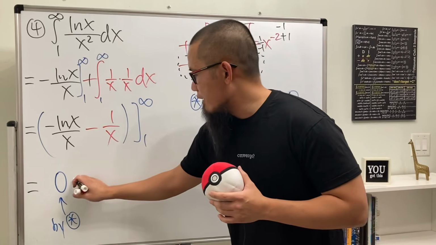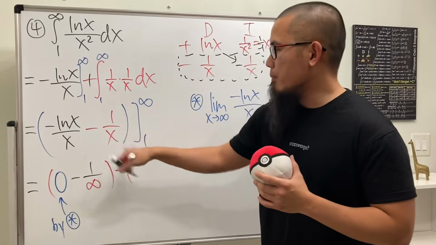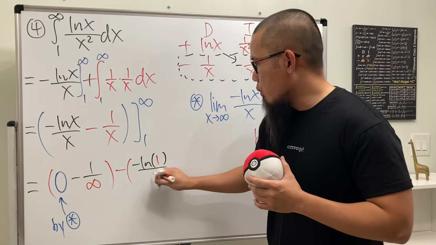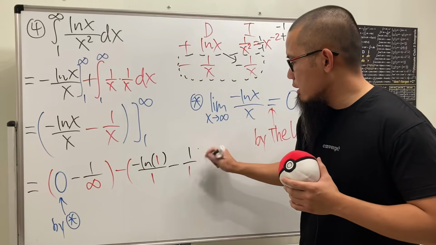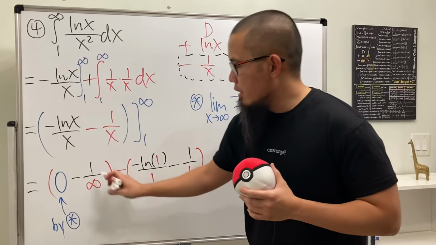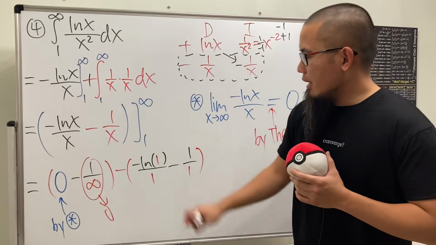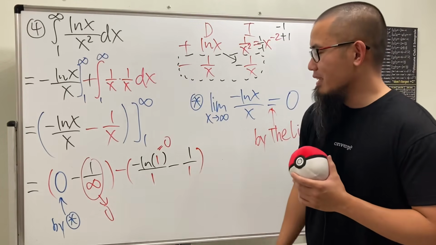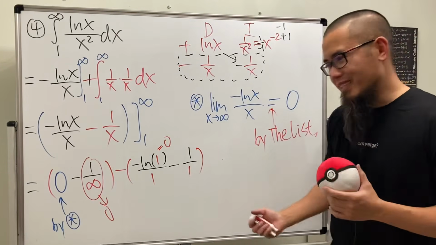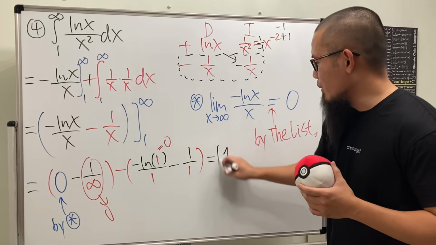And then you can just write down the rest. Put infinity here, we have minus 1 over infinity, and then minus, put a 1, all that. So we get negative ln 1 over 1 minus 1 over 1. By the way, this right here is 0. This guy also goes to 0 because ln 1 is 0, so that's also good. Finally, negative 1. Negative times negative 1 is positive 1. So the answer for this is just positive 1.